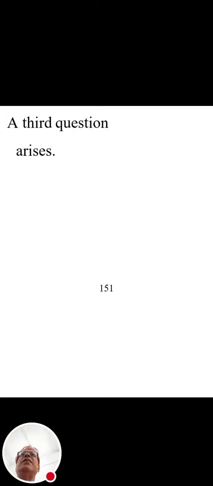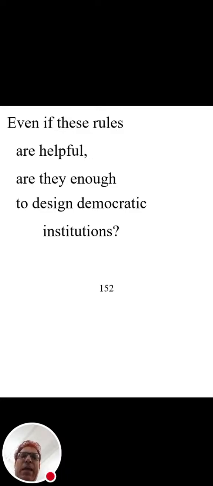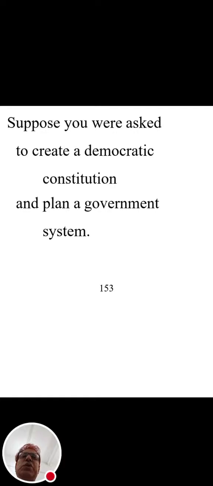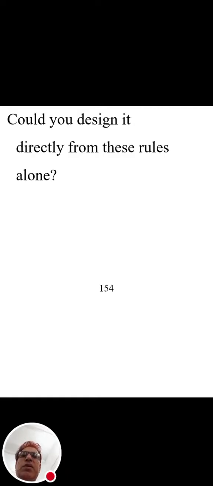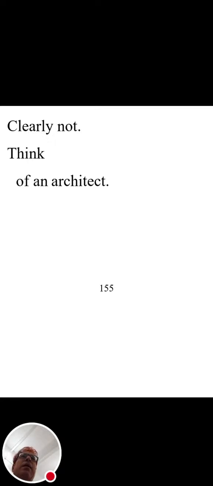A third question arises: even if these rules are helpful, are they enough to design democratic institutions? These five rules, are they enough to design democratic institutions? Suppose you are asked to create a democratic constitution and plan a government system. Could you design it directly from these rules alone? Clearly not. Think of an architect.